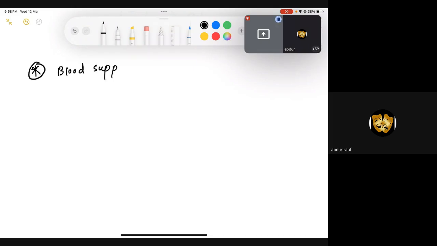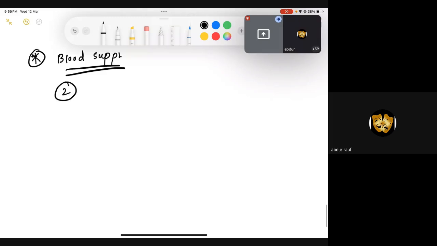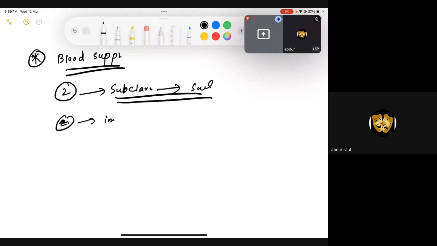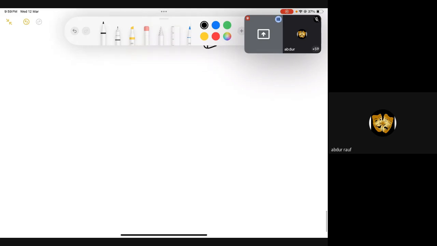Remember, the brain has blood supply which comes from two different arteries. The subclavian arteries basically supply your brain, but your internal carotid also supplies your brain. Internal carotid and subclavian arteries supply blood to your brain. So let's discuss the subclavian one first.